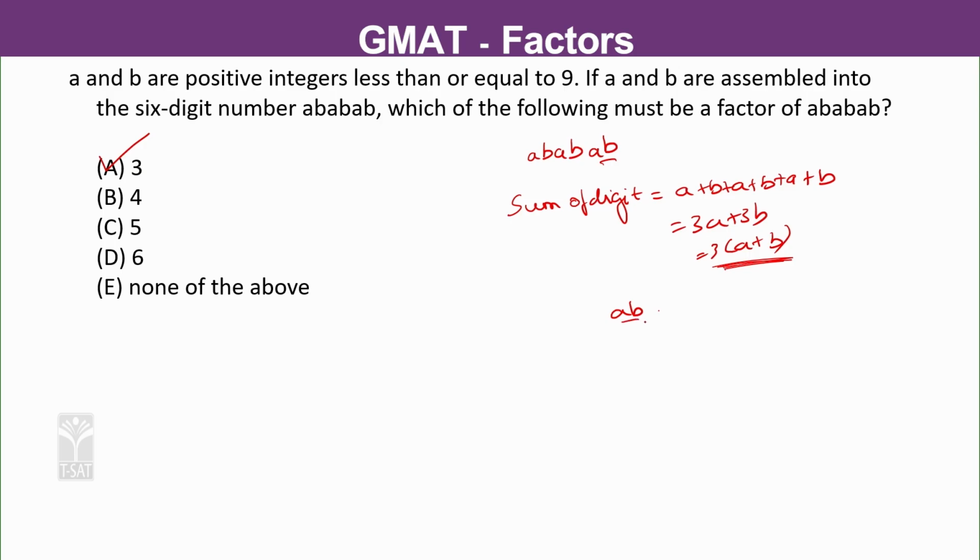Similarly, for 5 and 6, you can check the divisibility rules, and you will see that it is neither divisible by 5 nor divisible by 6. So, 3 is our answer. Answer is option A. Let us look at the next question now.